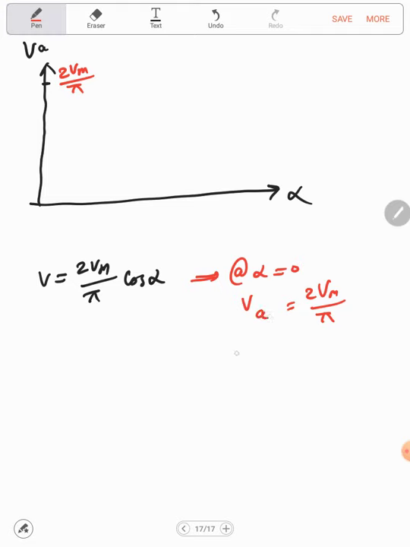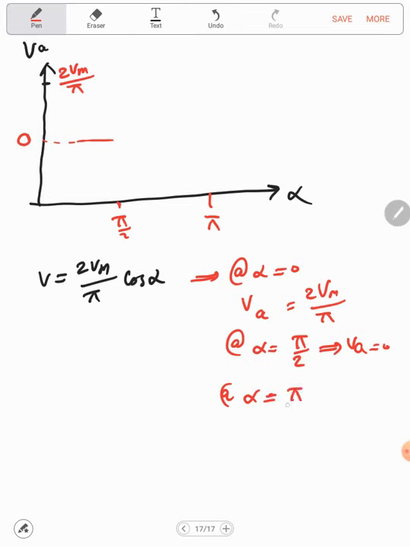Now, at alpha equal to pi over 2, Va will equal 0. Here I'm having the 0. And at alpha equal to pi, we'll have Va equal to minus 2 Vmax over pi. So if I need to plot it, it will be something like this.